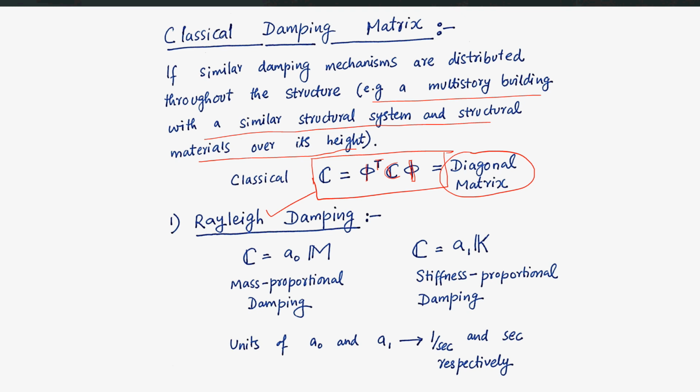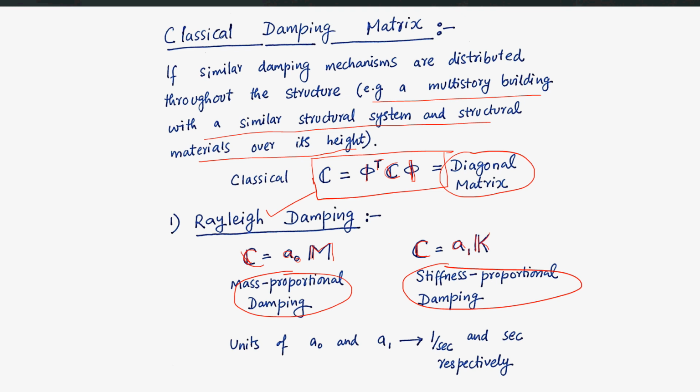Let's first consider two simple cases, simpler than the Rayleigh damping, which are called mass proportional damping, this one, and the stiffness proportional damping, this one. It's called mass proportional because we assume that the damping matrix is a constant A sub 0 multiplied by the mass matrix. In this case, we assume stiffness proportional damping, that the damping matrix is equal to some constant A sub 1 times the structure stiffness matrix.